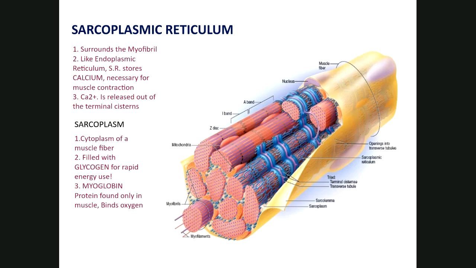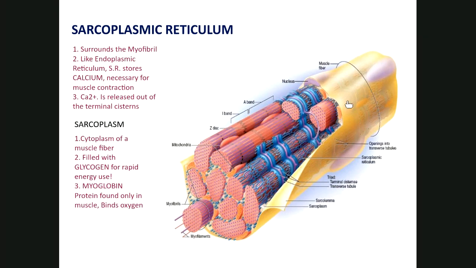So we talked about the sarcoplasmic reticulum. You can see in blue here, this is the sarcoplasmic reticulum. It's similar to the smooth endoplasmic reticulum in our cell, and it stores calcium. Calcium is necessary in order to initiate muscle contraction. So it's stored in the sarcoplasmic reticulum, and it's released at the region of the terminal cisternae when stimulated.